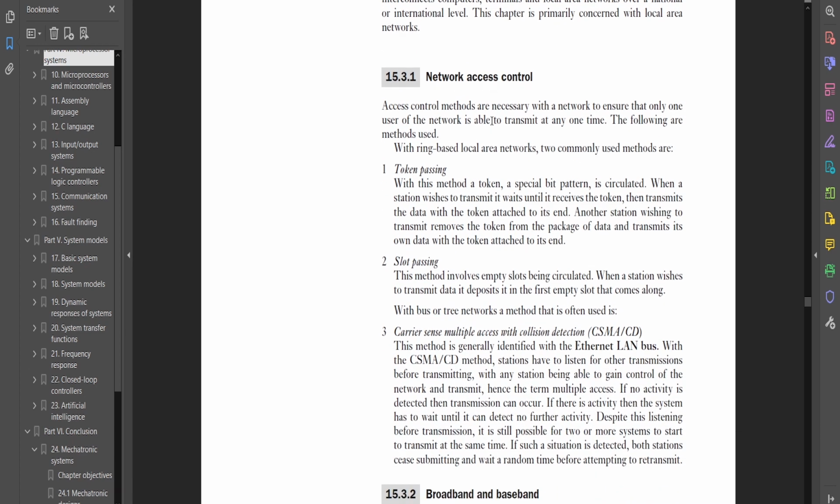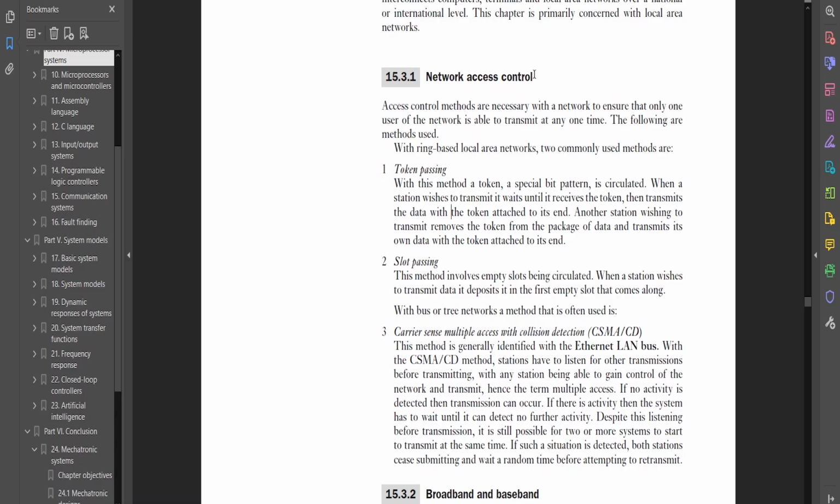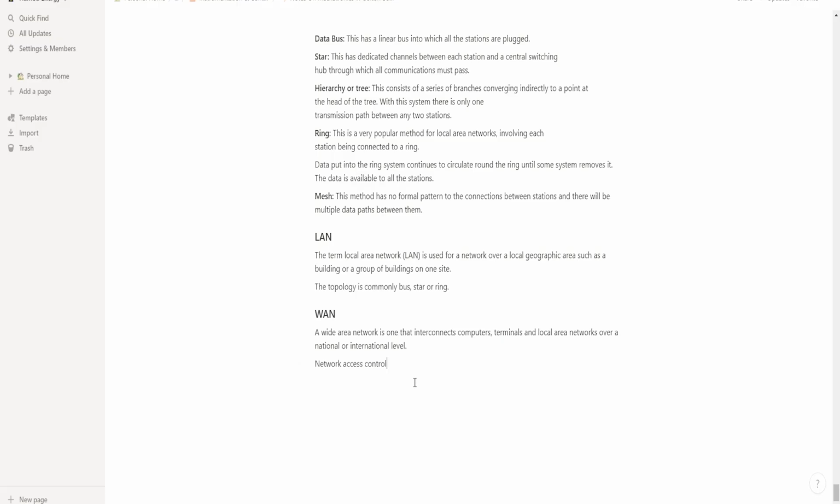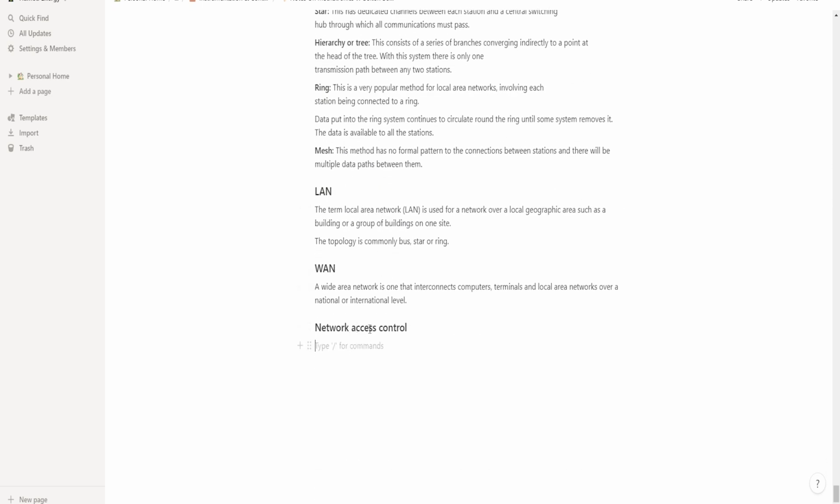All right, so access control methods are necessary with a network to ensure that only one user of the network is able to transmit at any one time. With ring-based local area networks, two commonly used methods are token passing and slot passing. And then with bus or tree networks, a method that's often used is... Network access control is what this part is called, right? Yeah, network access control.